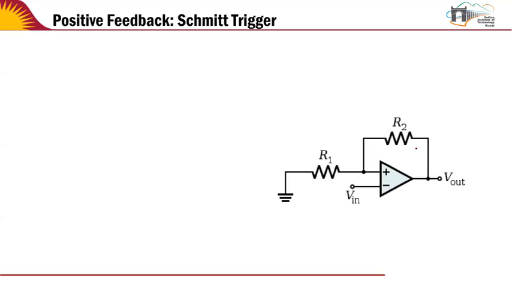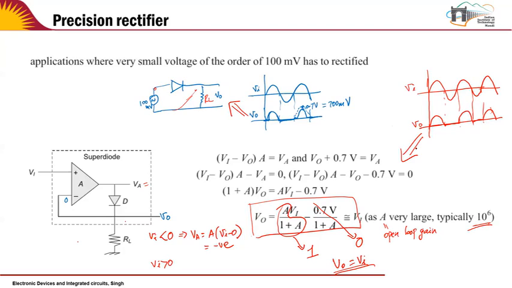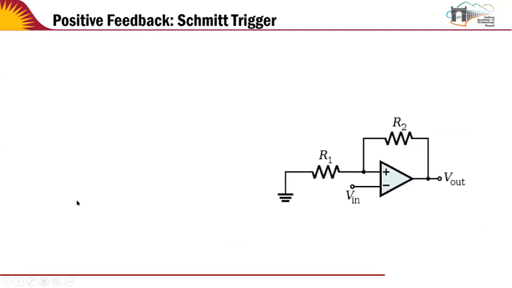Remember that all this while, all the circuits we dealt with were negative feedback. That means the output was connecting to the negative terminal. Now what is happening is the output is going to the positive terminal. So this is the first time we are seeing something like this. Okay, so this is a positive feedback system. And in positive feedback, those golden rules don't hold.